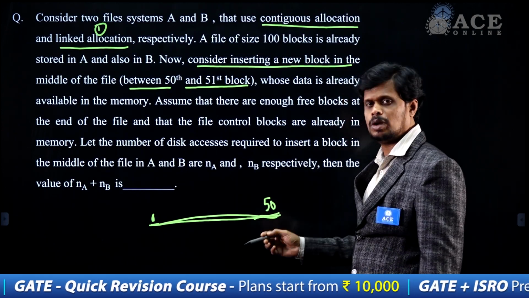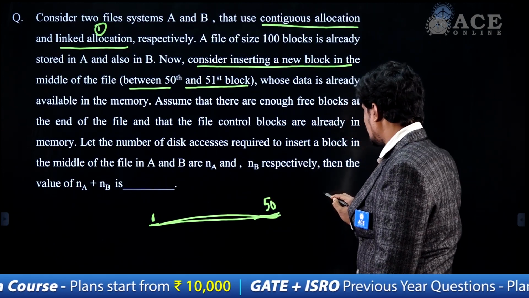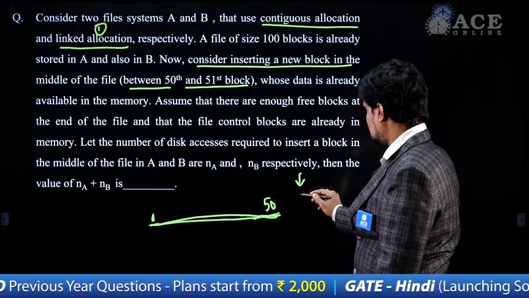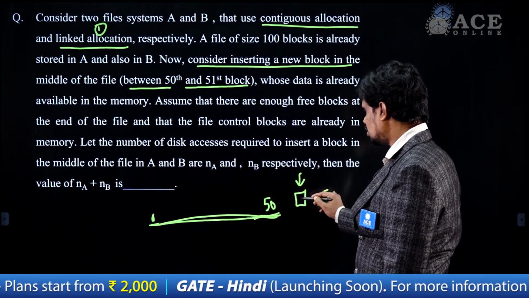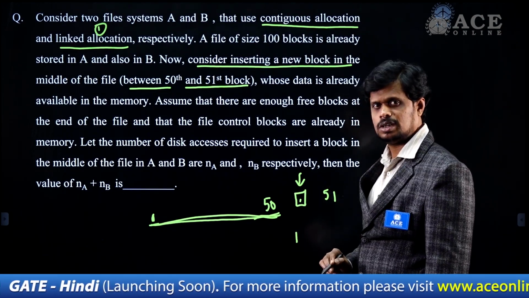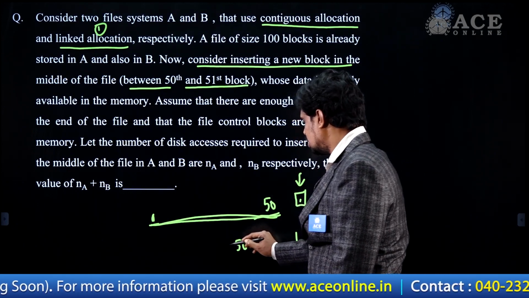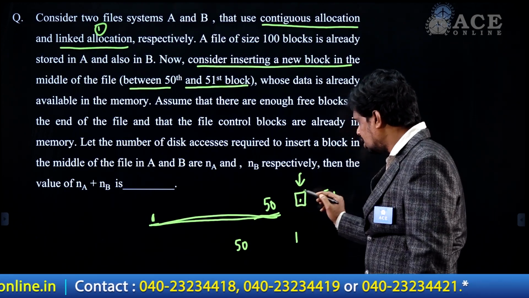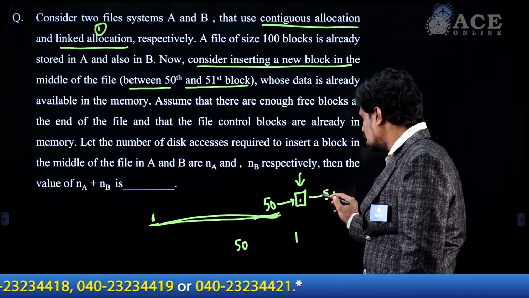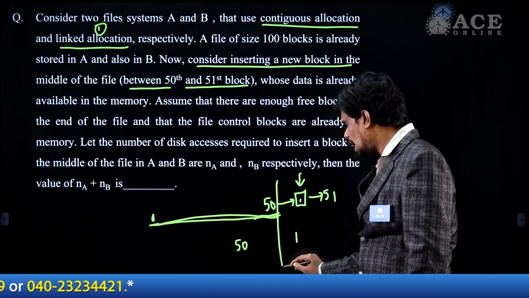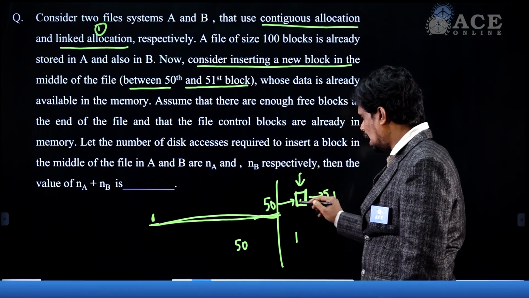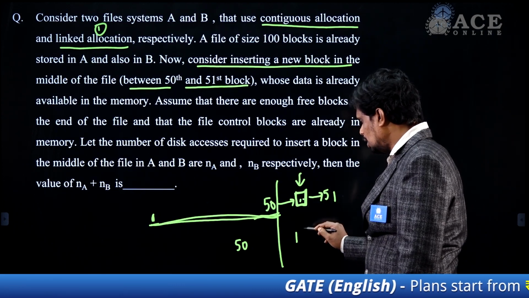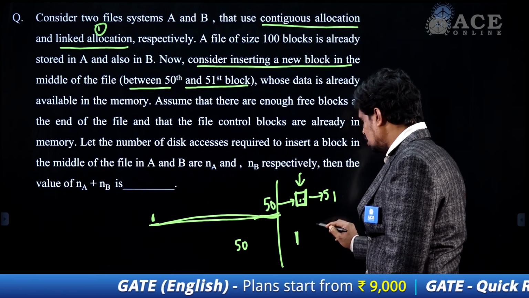After accessing these 50 blocks, we have 50 and then 51, and in between these two we are inserting a new block. For accessing all these 50 blocks it requires 50 accesses, and this new block requires one access. We also need to link the 50th block to the new block, and link the new block to the 51st. So for this one there is one access and for the other one there is one more.